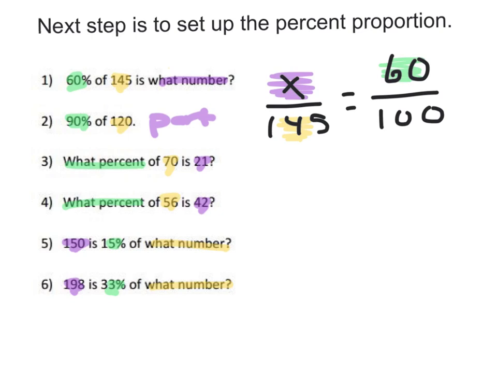We would go through the next one. Notice I can just erase those pieces right there. My part is what I'm looking for. So again, there's my X. Do I know my whole? I look, yeah, I've identified that as 120, and my percent is 90.